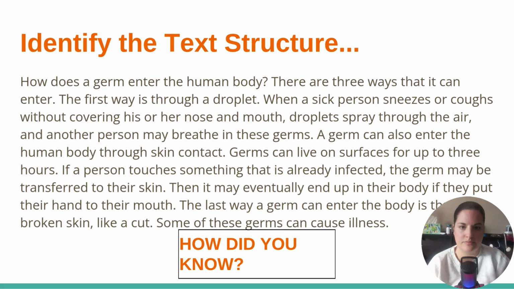How does a germ enter the human body? There are 3 ways that it can enter. The first way is through a droplet. When a sick person sneezes or coughs without covering his or her nose and mouth, droplets spray through the air, and another person may breathe in these germs. A germ can also enter the human body through skin contact. Germs can live on surfaces for up to 3 hours. If a person touches something that is already infected, the germ may be transferred to their skin. Then it may eventually end up in their body if they put their hand to their mouth. The last way a germ can enter the body is through broken skin, like a cut. Some of these germs can cause illness.